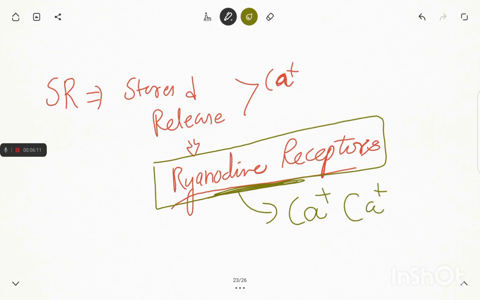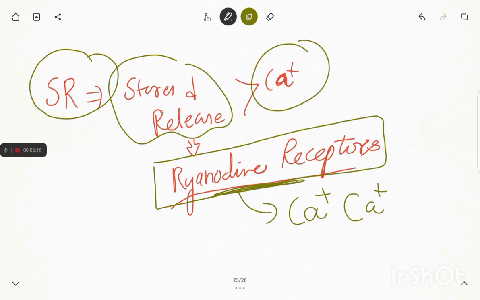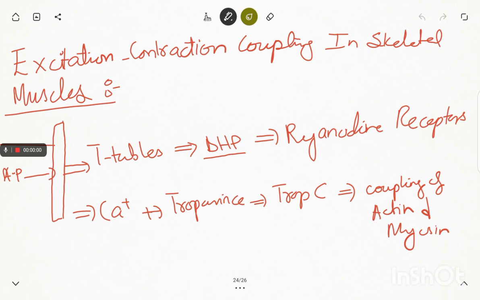Calcium will be released. So basically, the sarcoplasmic reticulum stores as well as releases calcium. How does it release this calcium? That is through ryanodine receptors. Okay. So now, when all of the concepts of these different structures of muscles and myofibril have been cleared, now we will understand excitation contraction coupling.